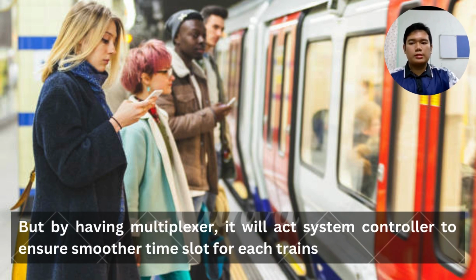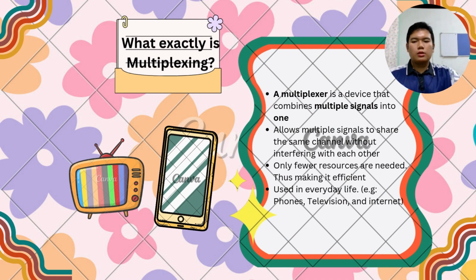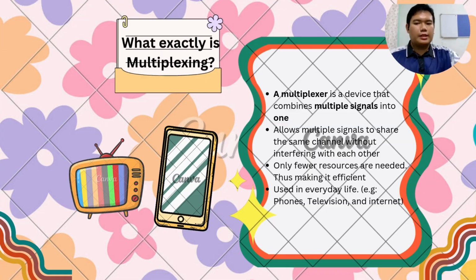So this is where a system like multiplexing comes in. It acts like a smart traffic controller, ensuring that each train gets its own dedicated time slot on the tracks, preventing any collisions and keeping everything running smoothly. The purpose of a multiplexer is to allow multiple signals to share the same channel without interfering with each other. This makes communication more efficient, as you can send more information using fewer resources. Multiplexers are used in many everyday technologies like your phones, television, and internet.